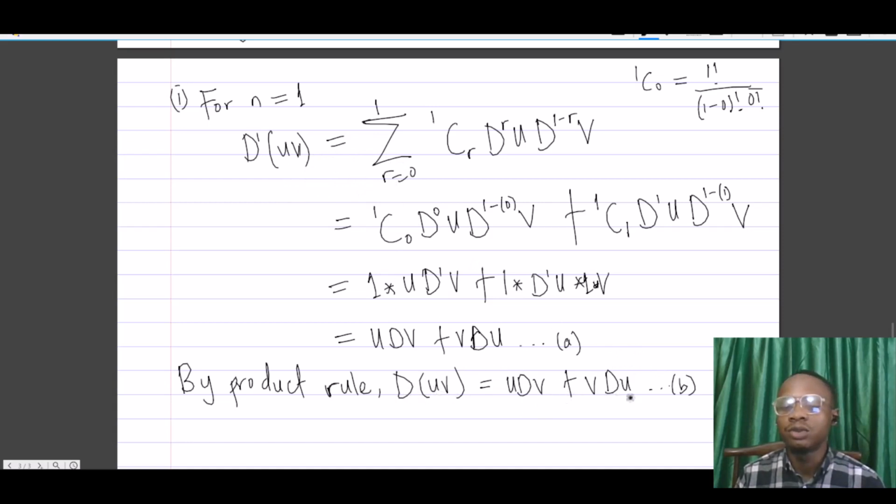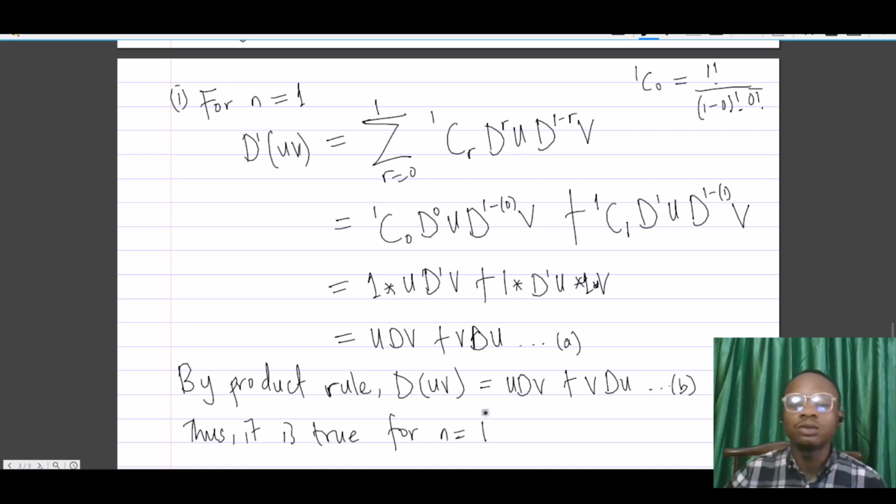Okay, using the product rule to give us this. So these two are the same, and that confirms that it is true. That is, the formula holds true. That is, this statement of the formula is true for n equal to 1.